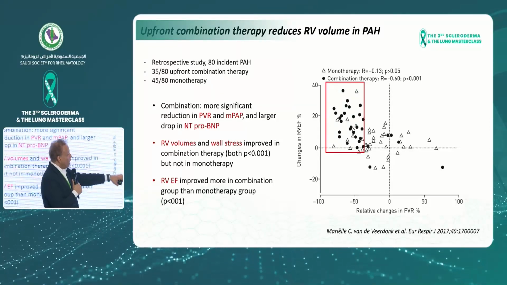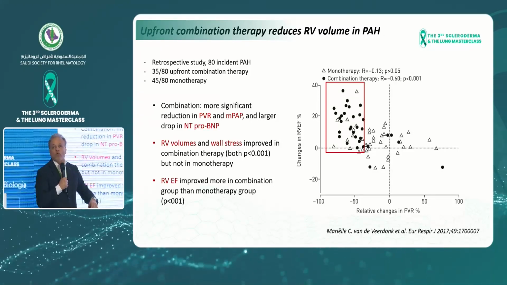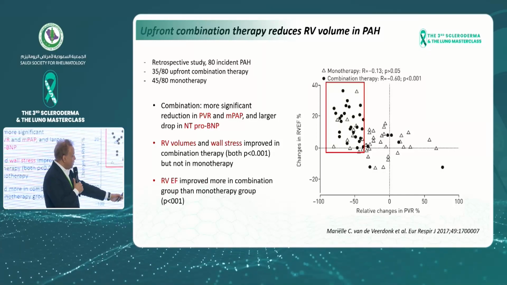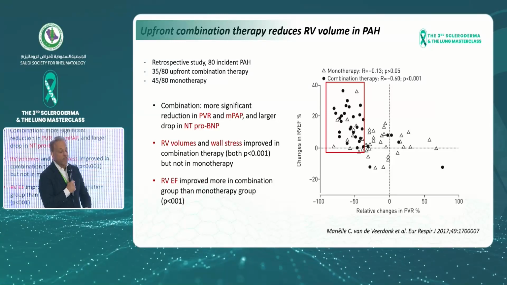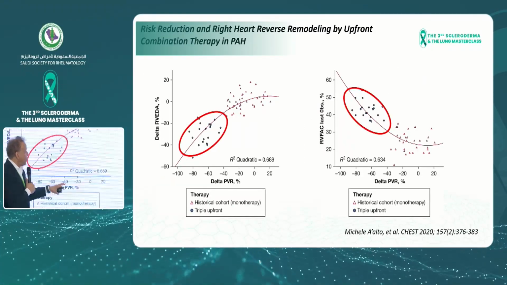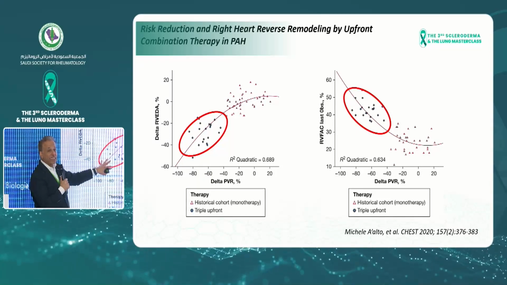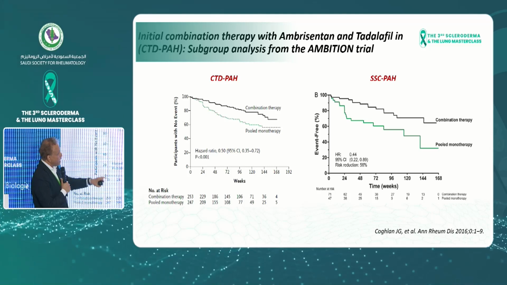And you are more likely to do that if you are on combination therapy. You are very unlikely to achieve that level of drop in the PVR to improve the RV coupling if you are on monotherapy. And many studies have shown that, as a matter of fact, sometimes you need triple medication in order to do that.